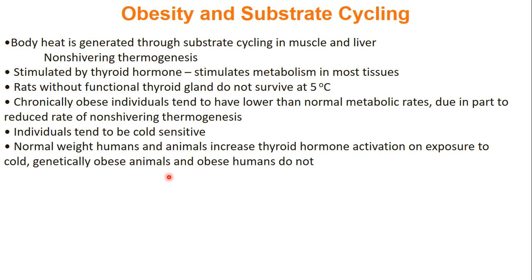While normal weight humans and animals will increase thyroid hormone activation on exposure to cold to speed up this non-shivering thermogenesis, obese animals and obese humans don't do this. So they are cold sensitive, they're not creating enough body heat, and they have lower than normal metabolic rates. So that's just a health connection, one of many, to what we've been talking about in humans.